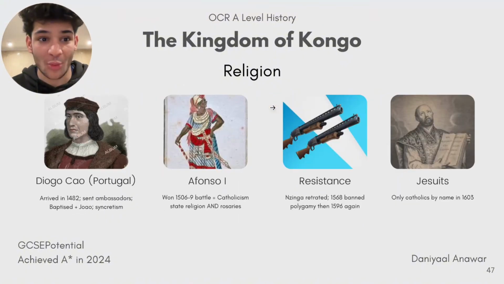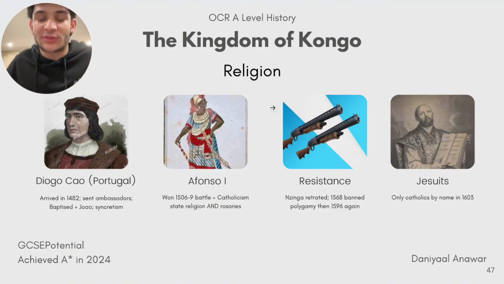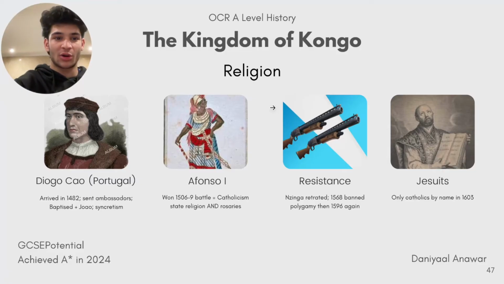Religion, 4 points here. Wow. First time we have a 4. This is a Big Mac Whopper. So religion was a very important aspect of the Congolese Empire, especially after the Portuguese came in.